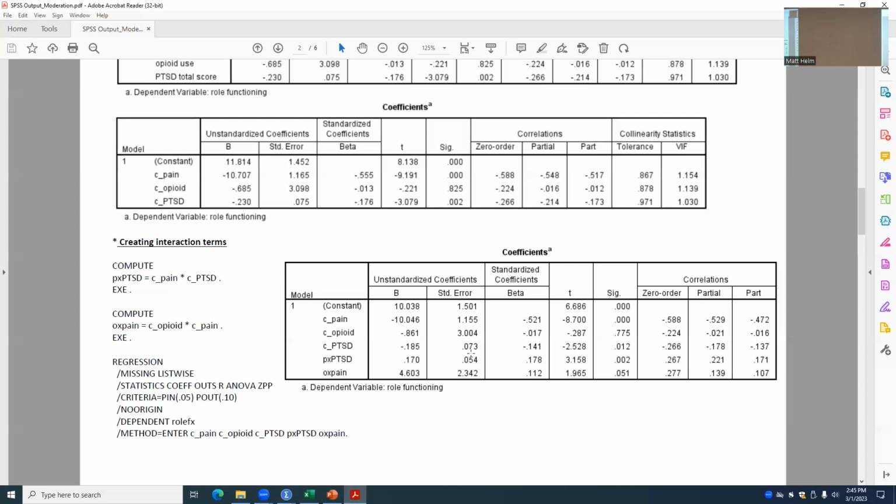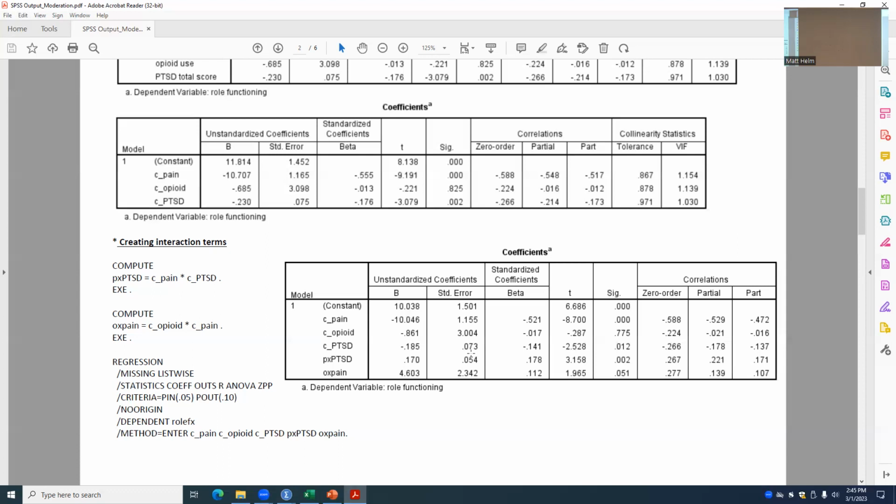Now, the thing is what we would do if we didn't have evidence for these effects here. We'd say, well, it doesn't look like the effect of PTSD on role functioning is conditioned on pain. We don't have evidence for that, or that the relation of pain with role functioning differs based on opiate use. We don't have any evidence for that. So then we could say, okay, we can go down through and interpret these.